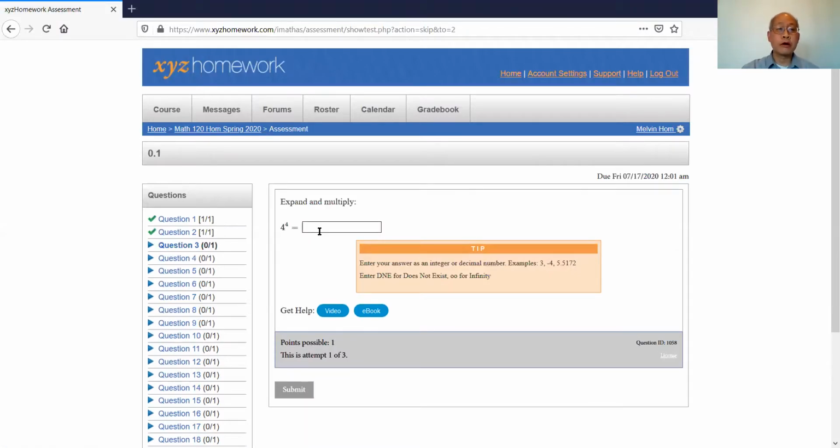Go on to the next one. 4 to the 4th power, you can just punch that in your calculator. I've got a calculator handy. 4 raised to the 4th power, I get 256. So I'll just click 256.